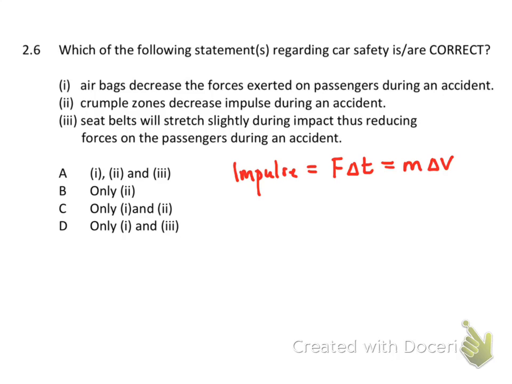M is the mass of the car system, which doesn't change. Delta V is the change in velocity. And for any given accident, that remains constant. So let's have a look at our options.